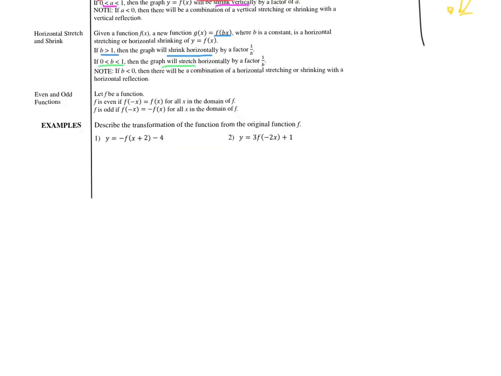Our first one here, we're going to describe our transformations. We always do these in PEMDAS order, so I'm going to reference back up to our notes. With PEMDAS, we would do the inside of the parentheses first, so I would take care of the x plus 2.